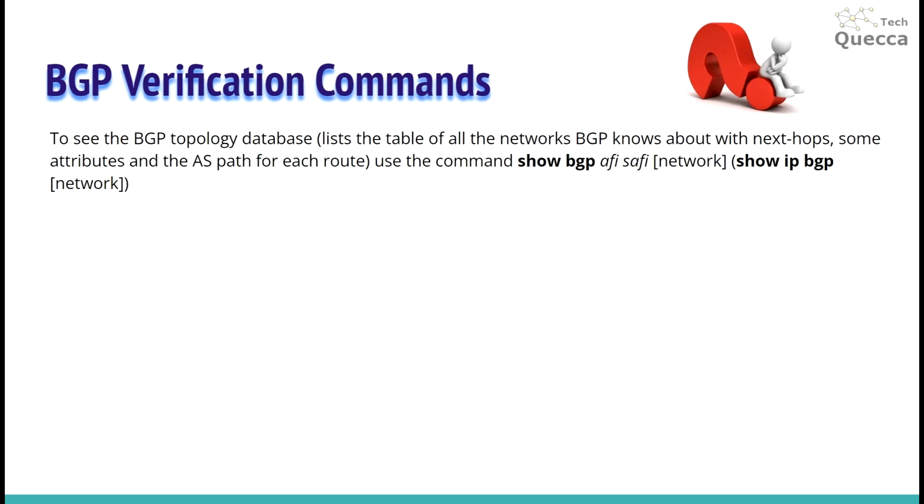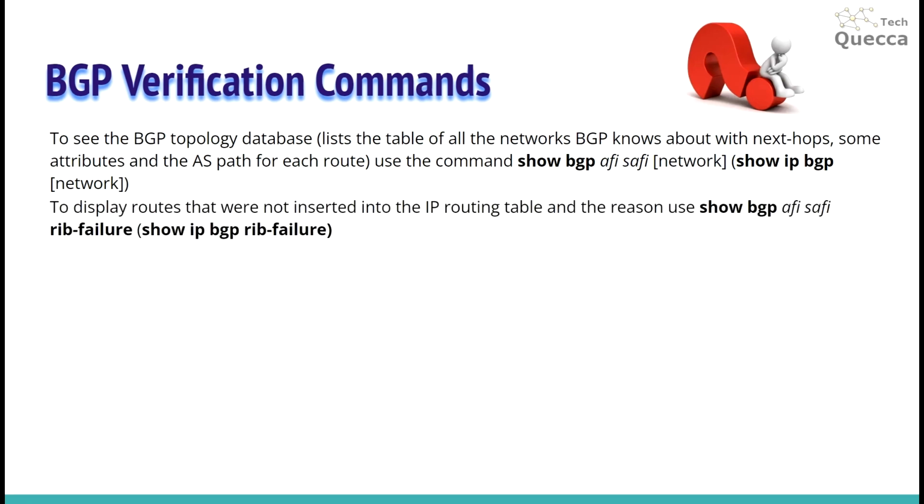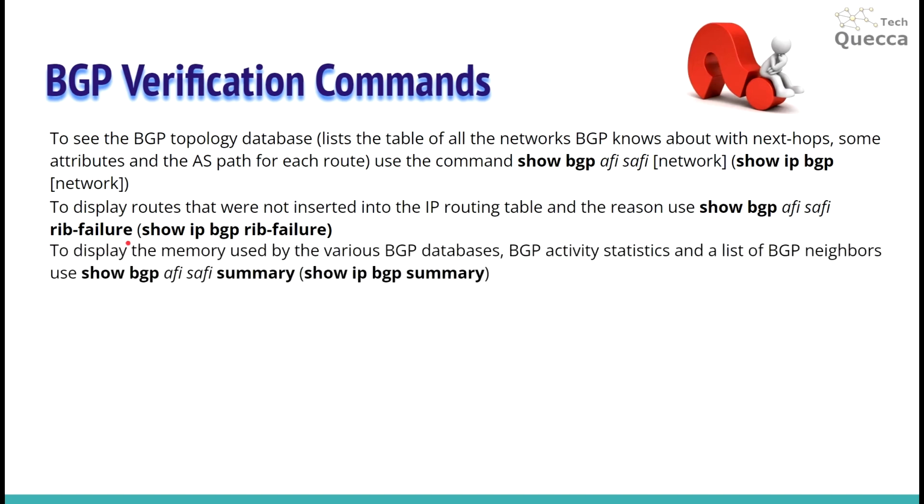To display routes that were not inserted into the IP routing table and the reason why they were not inserted, use the following command: show bgp AFI SAFI rib-failure. To display the memory used by the various BGP databases, BGP activity statistics, and the list of BGP neighbors, use the following command: show bgp AFI SAFI summary.